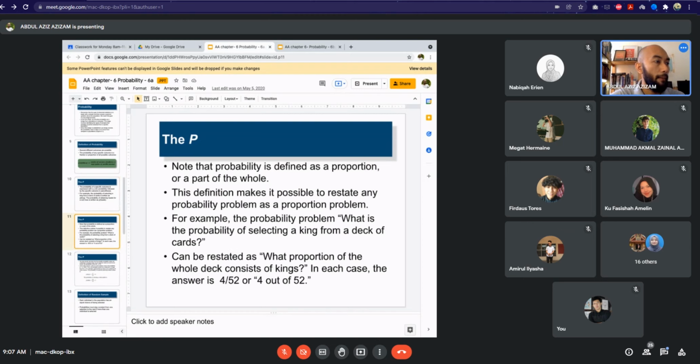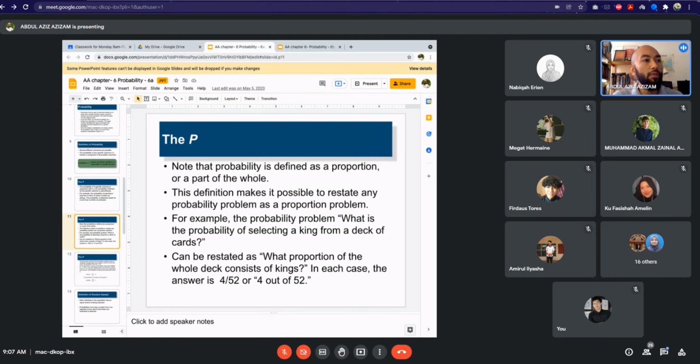Next. Note that probability is defined as a proportion. Okay. Probability ditulis dalam bentuk proportions. Okay. Or a part of the whole. Ataupun sebahagian daripada seluruh number. Okay. These definitions make it possible to restate any probability problem as a proportion problem.